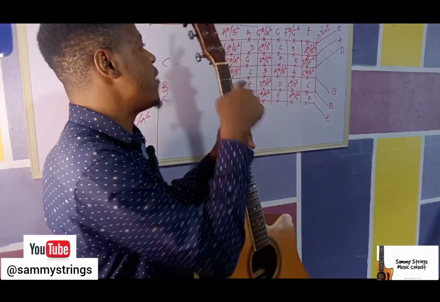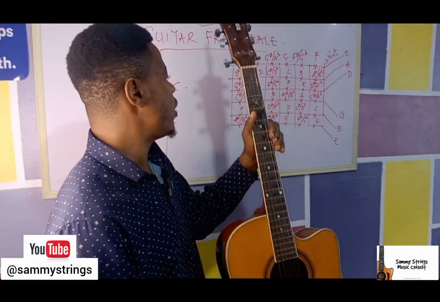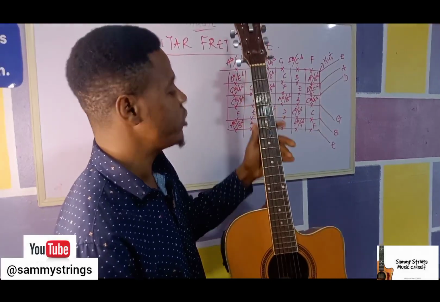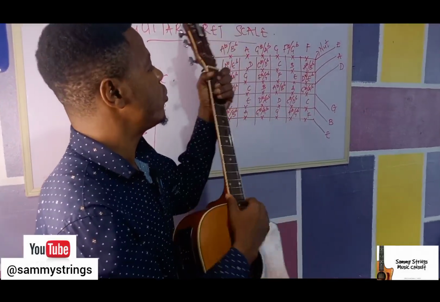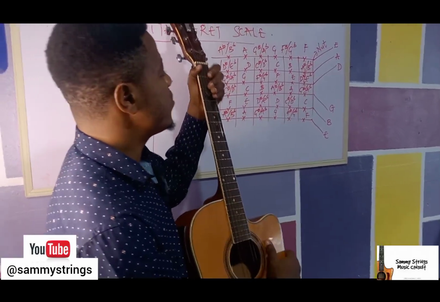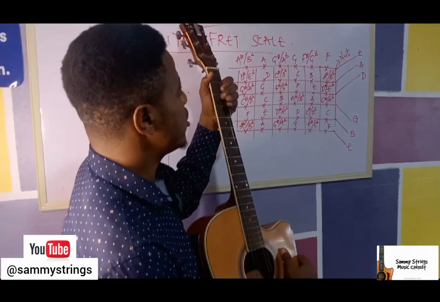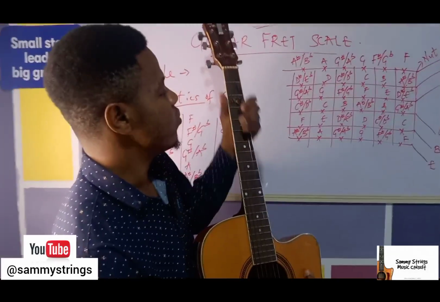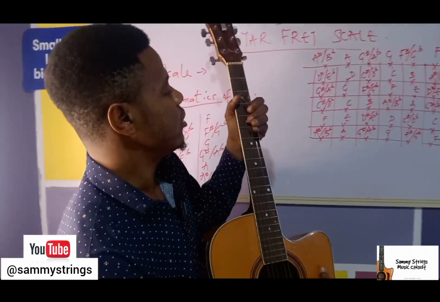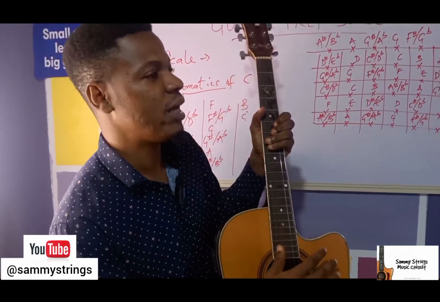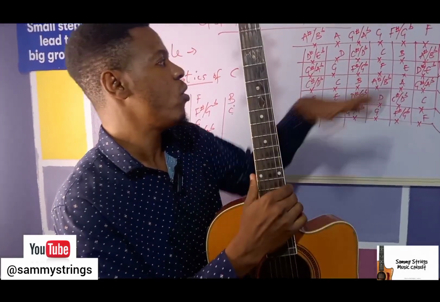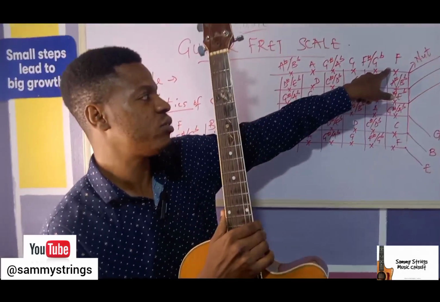So following it up, I have the second string, which is going to be B. Then the next fret is going to be C. This becomes my C sharp. This becomes my D. This becomes my D sharp or E flat. This becomes my E. And this one becomes my F. So the same pattern is the way I have to move it up to the sixth string, which is the last string up here.